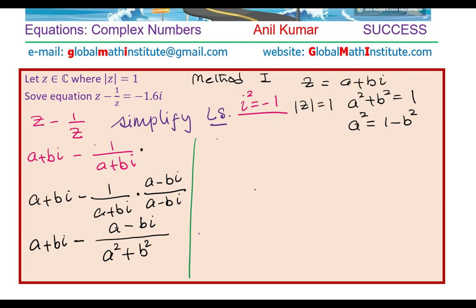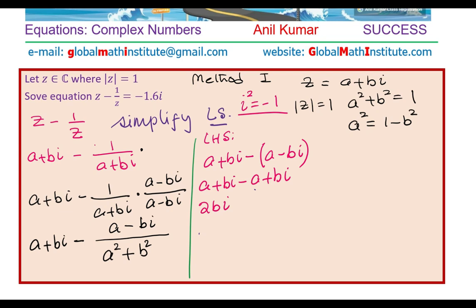Correct. Now, we are still working on the left hand side, correct? Okay. Since we are given that a square plus b square is 1, I could rewrite this as a plus bi minus a minus bi, correct? So that means a plus bi minus a plus bi, correct? So a minus a is 0, we get 2bi. So we get left side as 2bi. Do you see that?